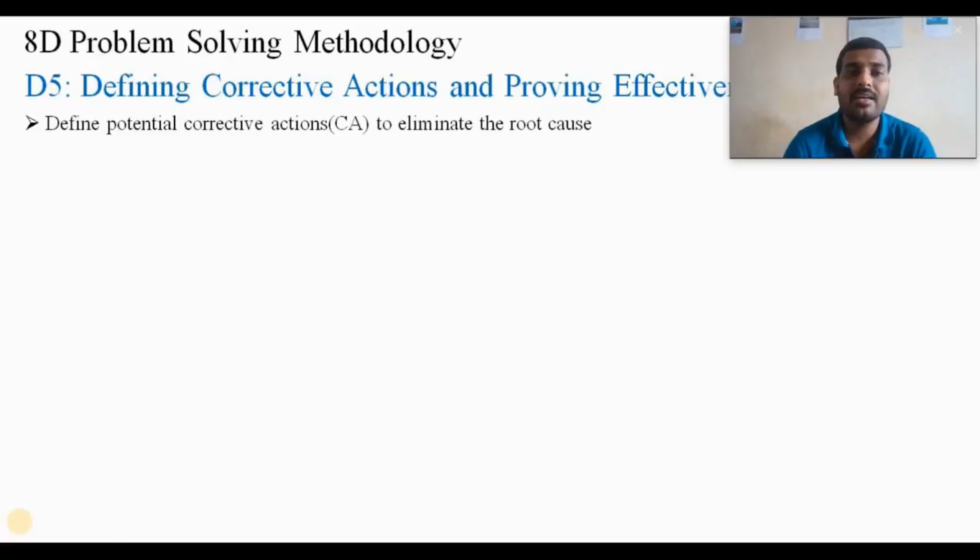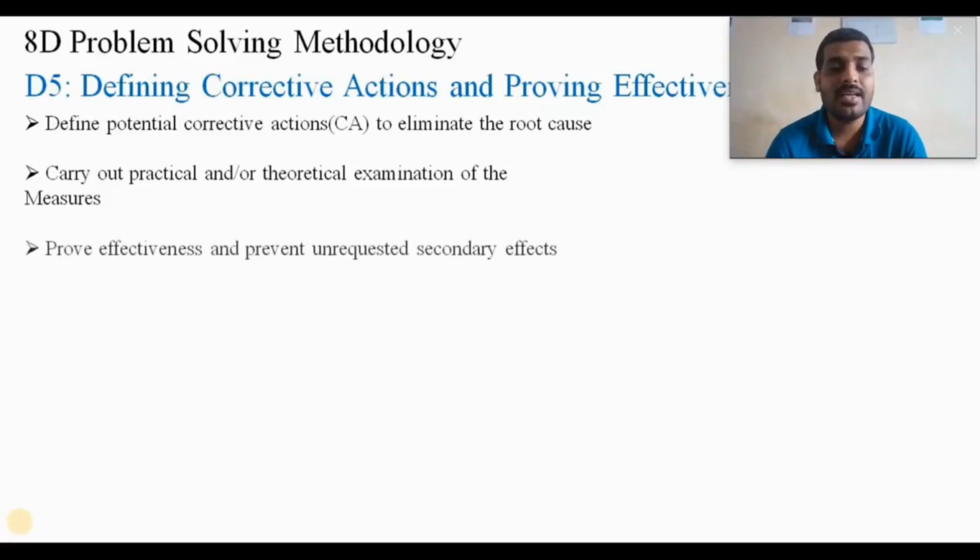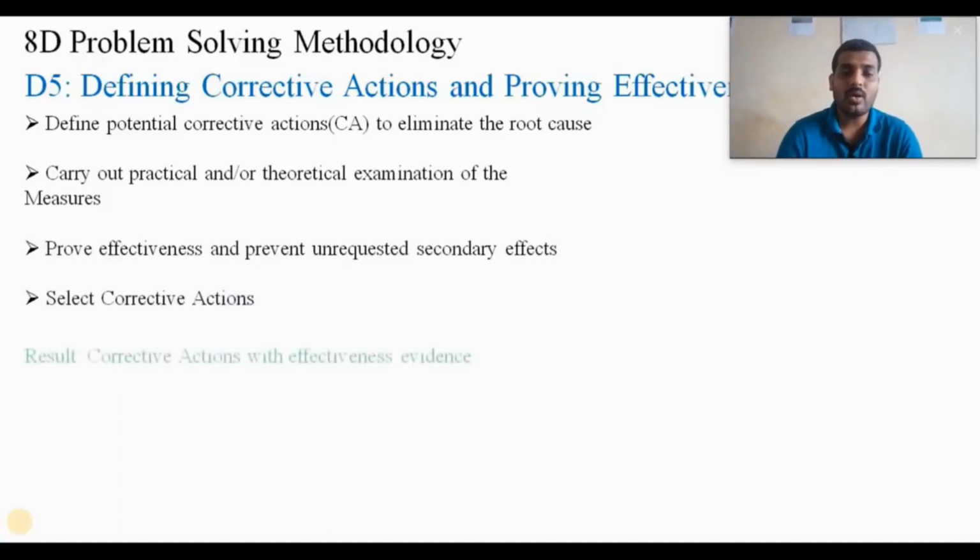Second, theoretical and practical examination of the measures must be performed in order to prove the effectiveness and prevent, with objective evidence, unrequested secondary effects. Third, you have to select the corrective action for implementation. So this D5 will result in having a corrective action with effectiveness evidence. Now we will see from the case study what corrective actions they have taken.